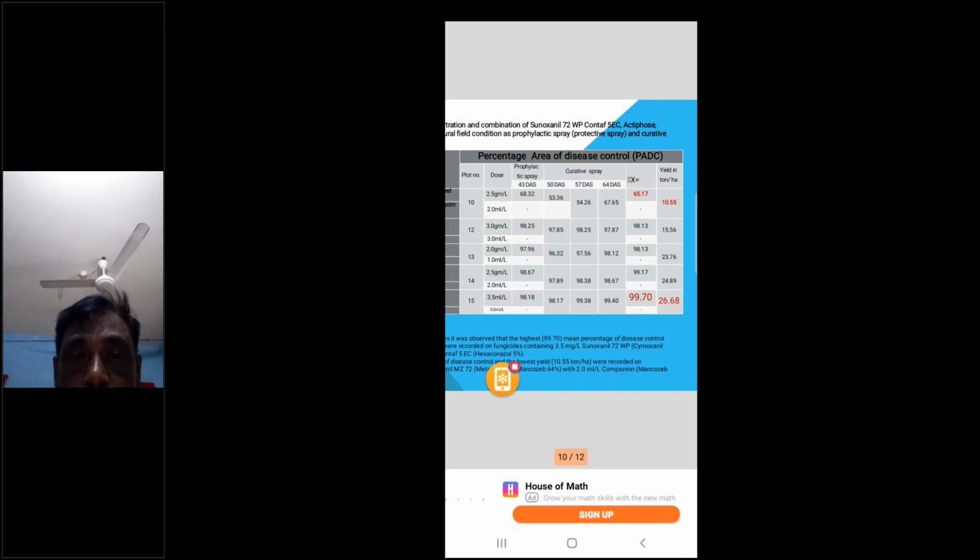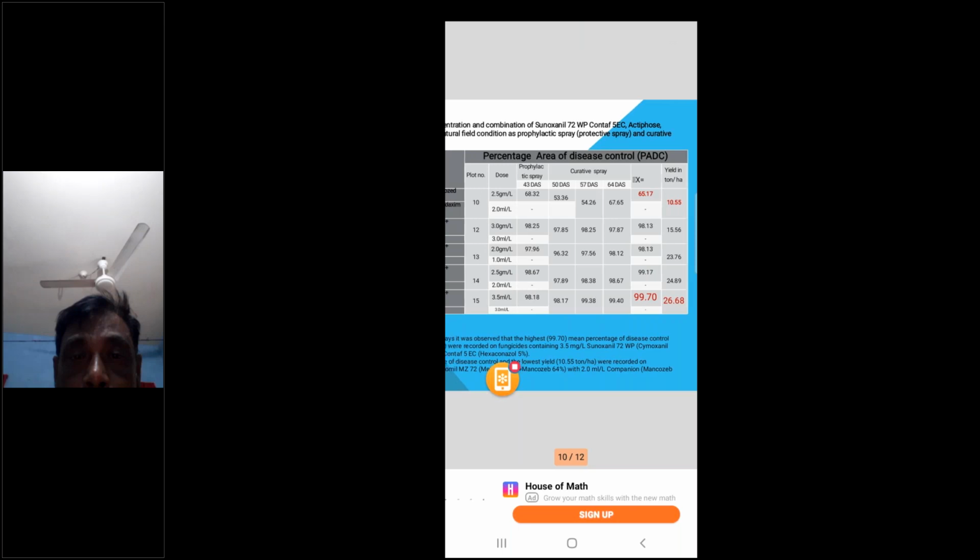This disease control 65.7, 60.17%, but its yield is gradually hampered. This was shown as 10.25. On the other hand, when we apply sonaxylin combined with Conta, this is the hexaconazole group.